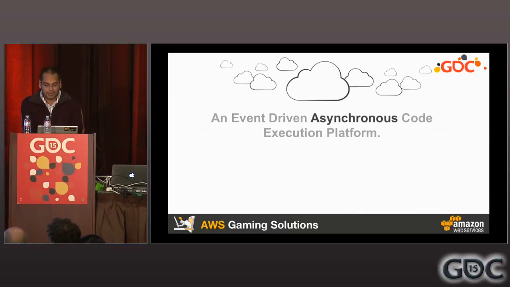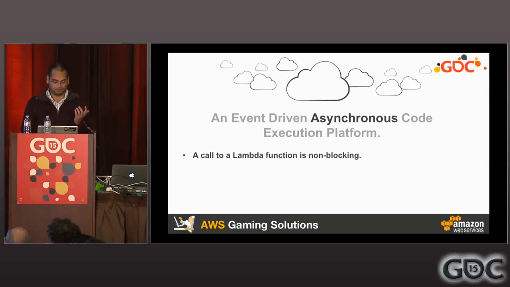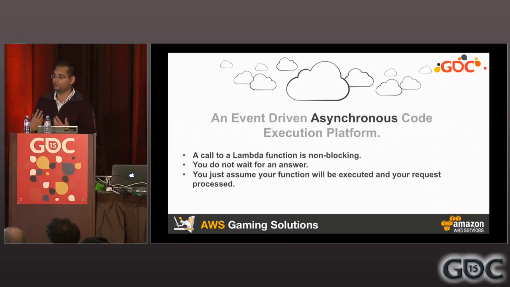So what do you mean by asynchronous? What it means is a call to a Lambda function is non-blocking. It's not your typical request response. When you call a Lambda function, it returns immediately. You do not wait for an answer. You just assume your function is going to execute, and your request is going to be processed. If you do want some kind of notification, your Lambda function can call an SNS topic or SNS notification, and then you can listen for those SNS notifications.